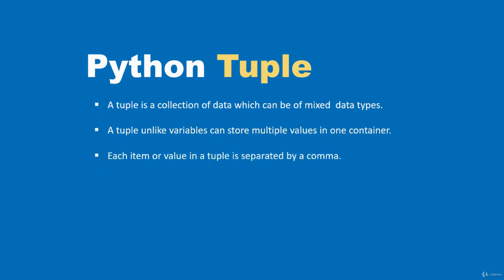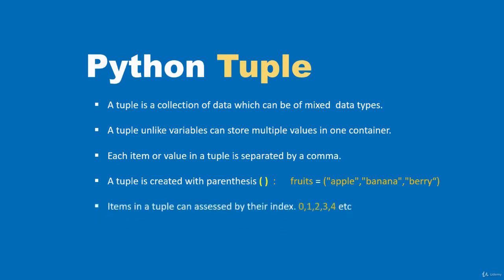You can also create a tuple using parentheses. For example, you can create a tuple called fruits and then use the equals to assign values to the tuple, which are placed inside parentheses. To access the individual items in a tuple, you do that by their index. So the very first item will have an index of 0, second item will have an index of 1, and so on.